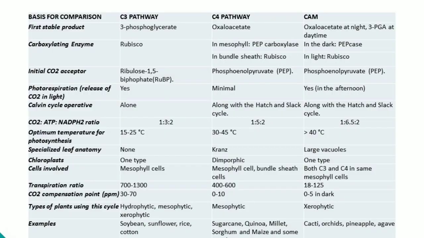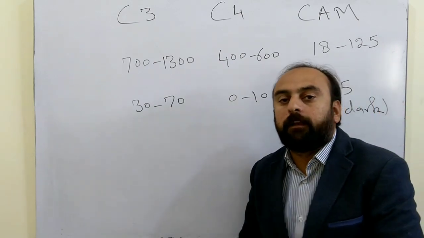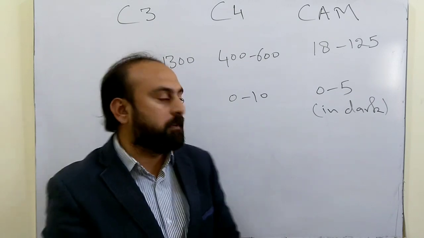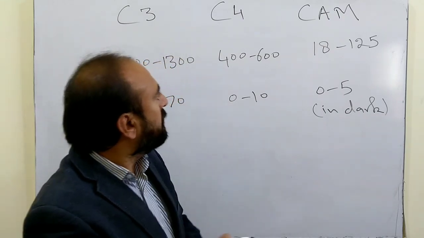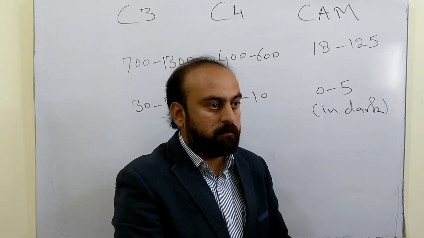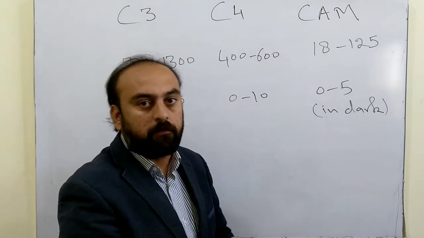Then we have carbon dioxide compensation point: 30 to 70 for C3 plants, 0 to 10 for C4 plants, and 0 to 5 for CAM plants. Carbon dioxide compensation point is the ambient carbon dioxide concentration at which the rate of carbon dioxide uptake by photosynthesis is balanced by the rate of carbon dioxide evolved in respiration. Since C4 plants have minimal photorespiration and CAM plants keep their stomata closed for most part of the day, carbon dioxide compensation point is lowest for C4 pathway.